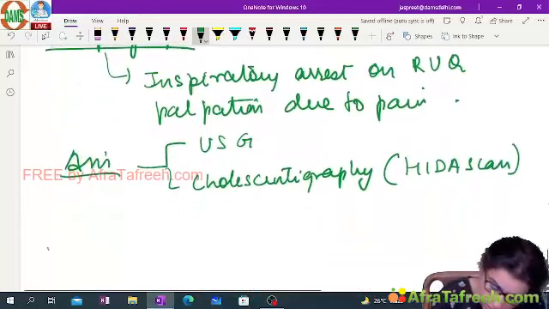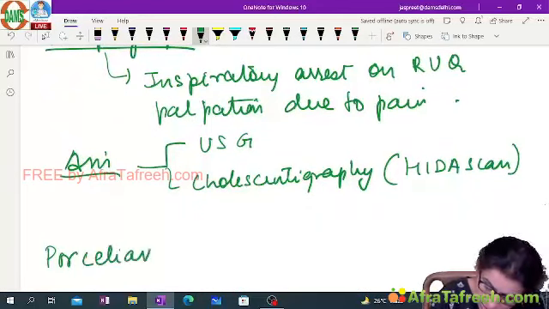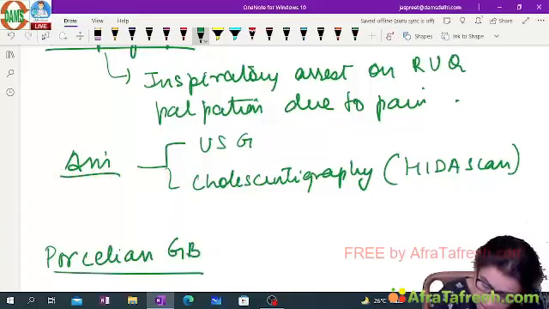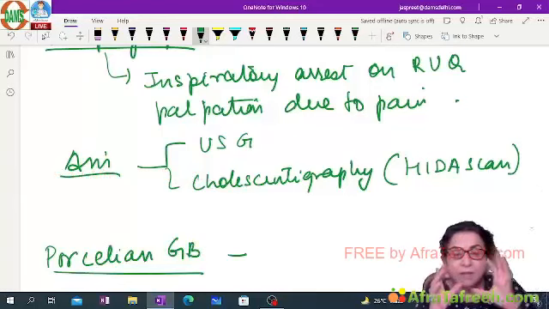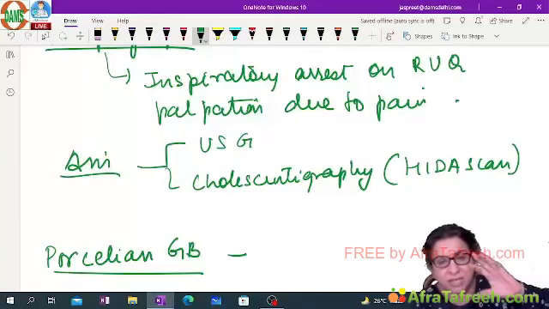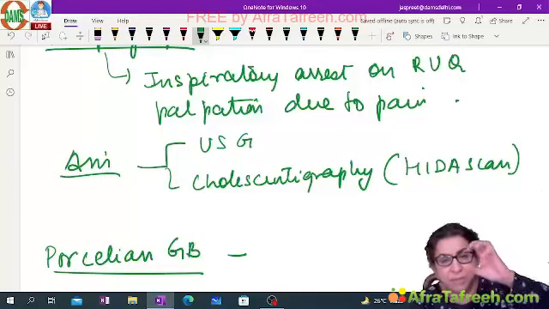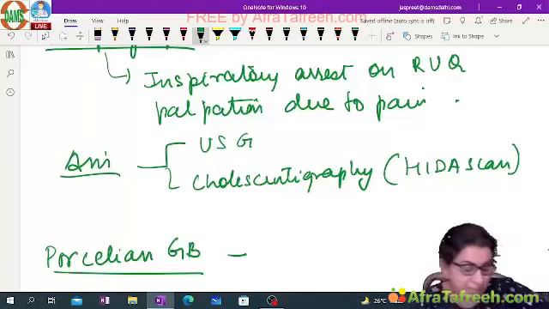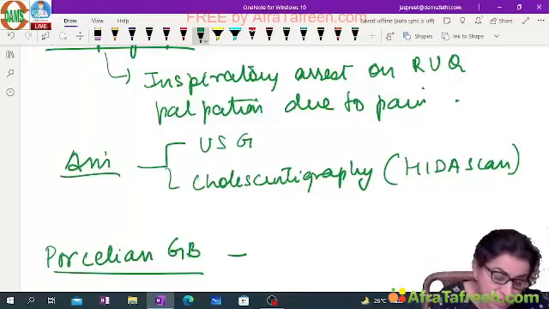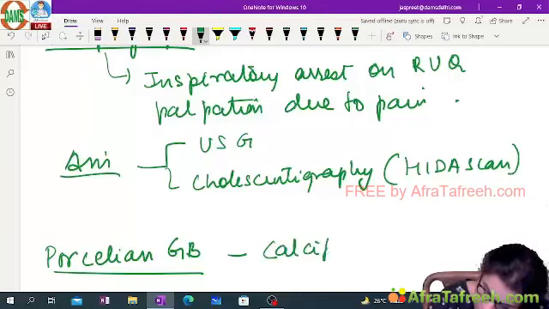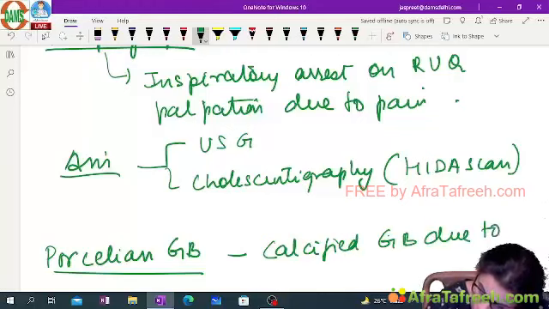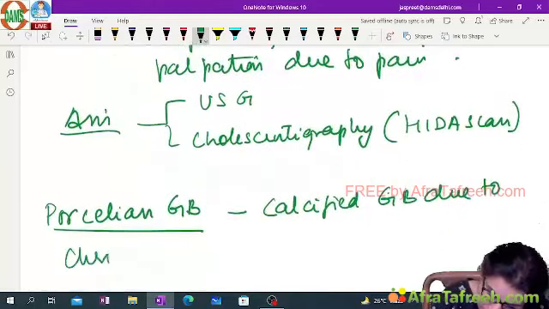And the last entity in the gallbladder is porcelain gallbladder. Porcelain, P-O-R-C-E-L-A-I-N. In porcelain gallbladder, the patient has chronic cholecystitis and eventually the gallbladder becomes completely calcified. So what is porcelain gallbladder? Calcified gallbladder due to chronic cholecystitis.